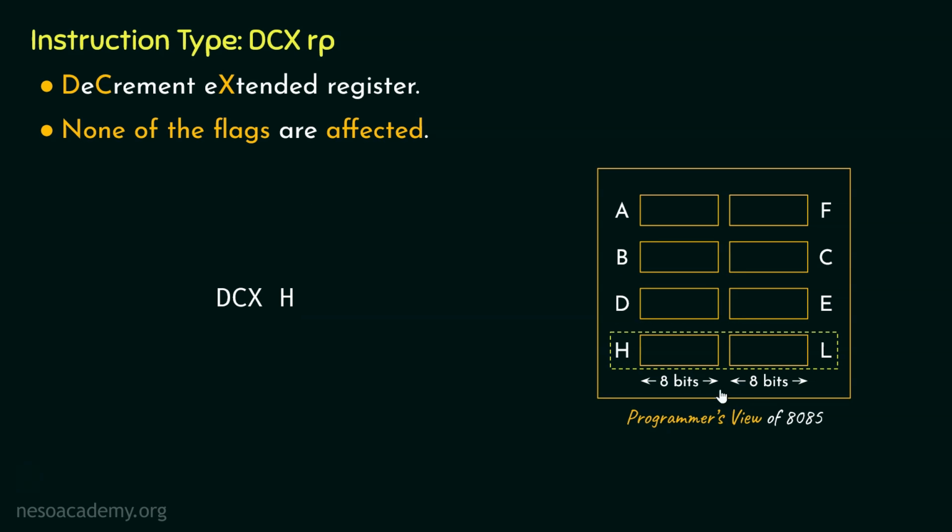Say within the HL register pair, we have got the value F800. Now can you tell me, if the 8085 microprocessor executes this instruction, what will be the value inside the HL register pair? Notice, it is F800. So what will be the value just before this? It is going to be F7FF. I hope you understood why it became F7FF.